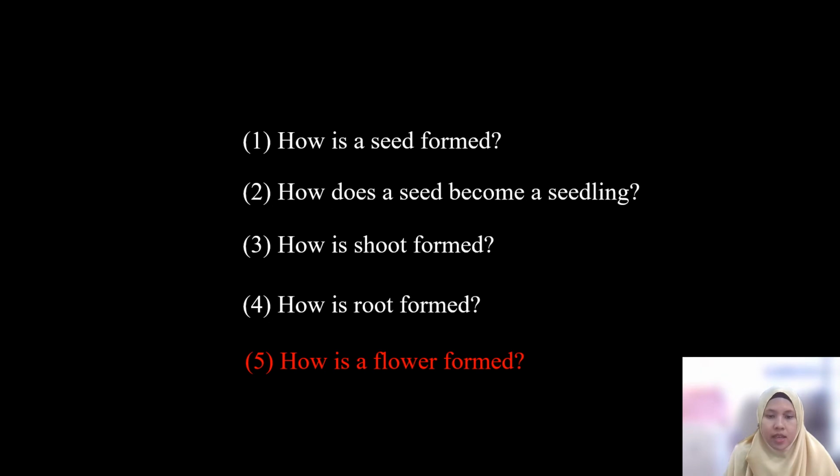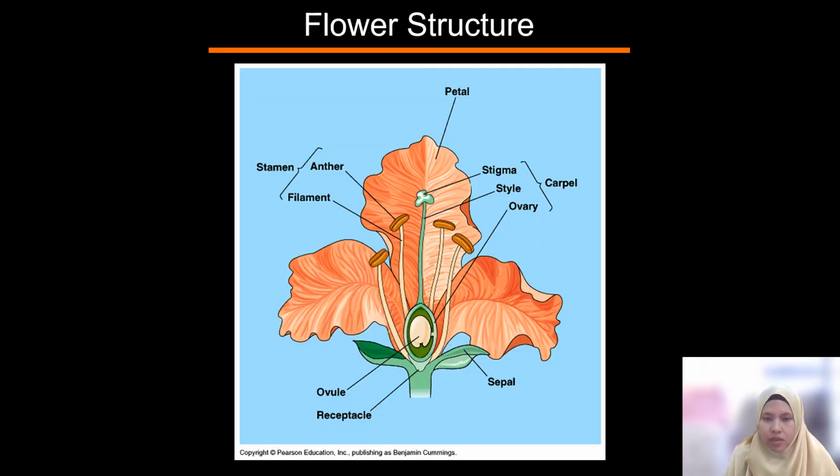And lastly, let's have a look at how the flower is formed. So this is the flower structure, and the important part is in one flower too, they must have the male part and also the female part. So the male part is called the stamen, where it has the anther and also the filament, and couple as well, where they have the stigma and also style yang dekat bahagian tube tu, and also the ovary.